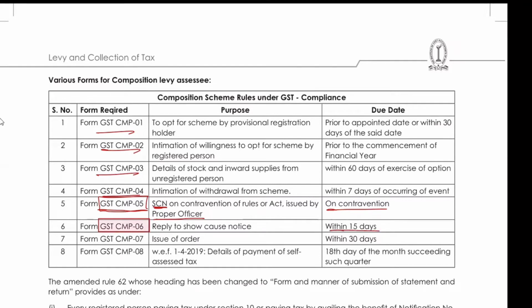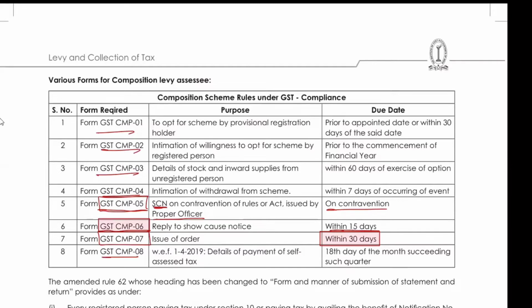And after those 15 days, within 30 days, an order will come from the proper officer to me, on whether I am still eligible for the composition scheme or not.